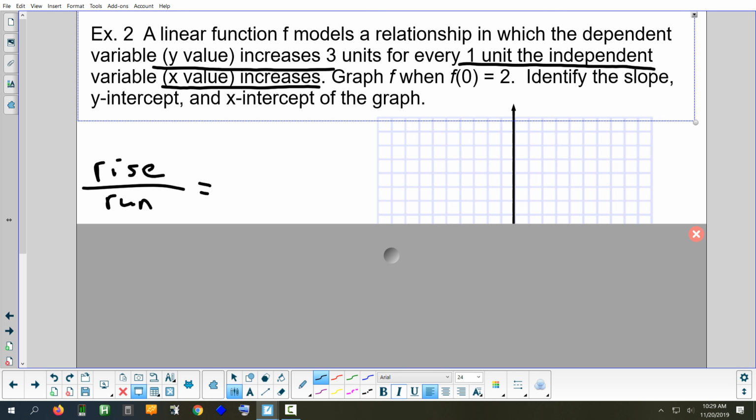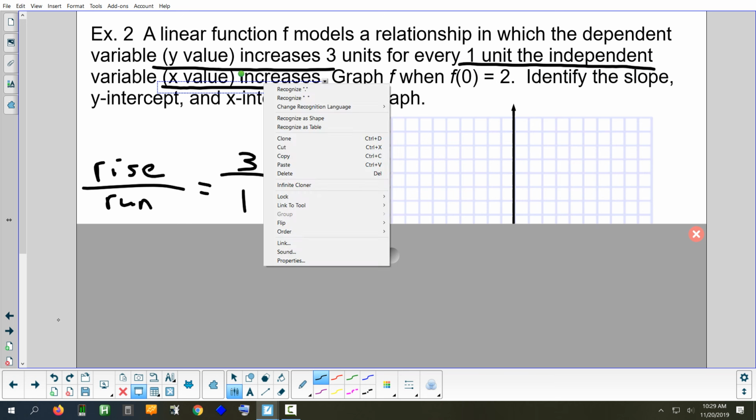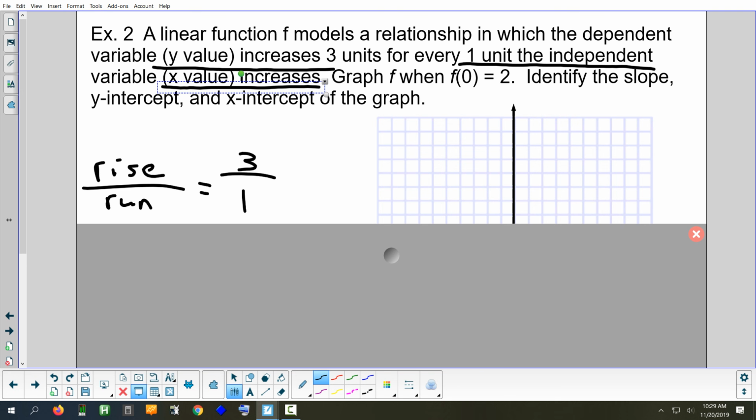What's my rise? 3. The y value goes up 3. That's a rise. So up 3. And then it says over 1, which way? Right. To the right. How do you know it's to the right? It says 1 unit on the x increase. If it's increase, that's positive. That's to the right. So the y value goes up 3 and the x value right 1. Up 3, right 1. That's exactly what that's saying. That's the hard part. Any question on how we just got this?